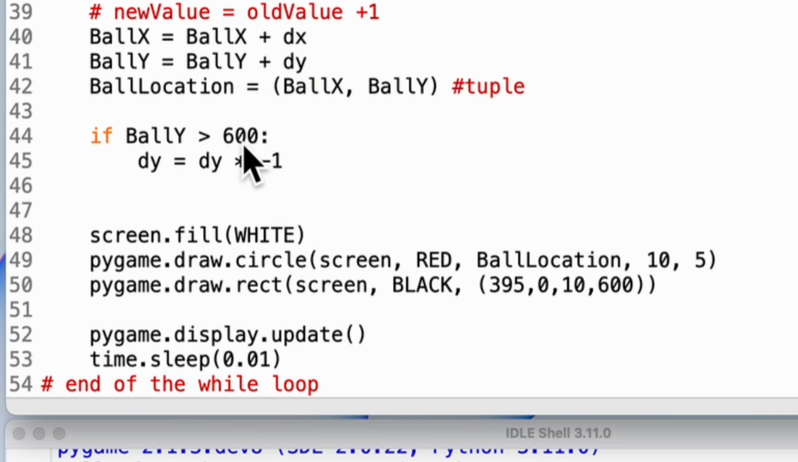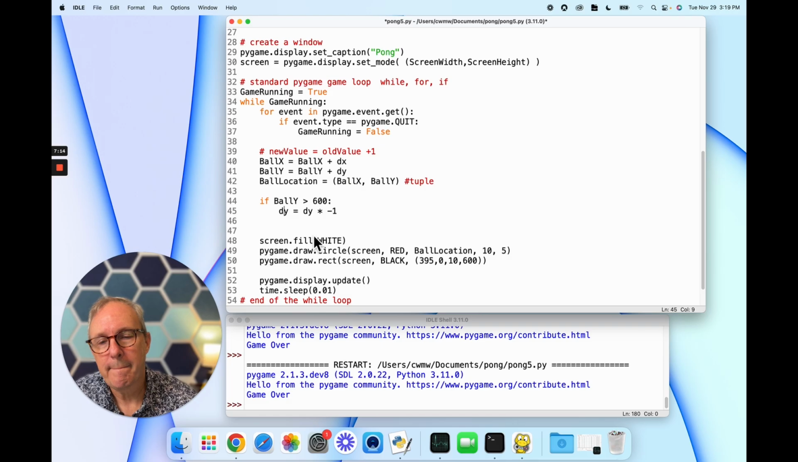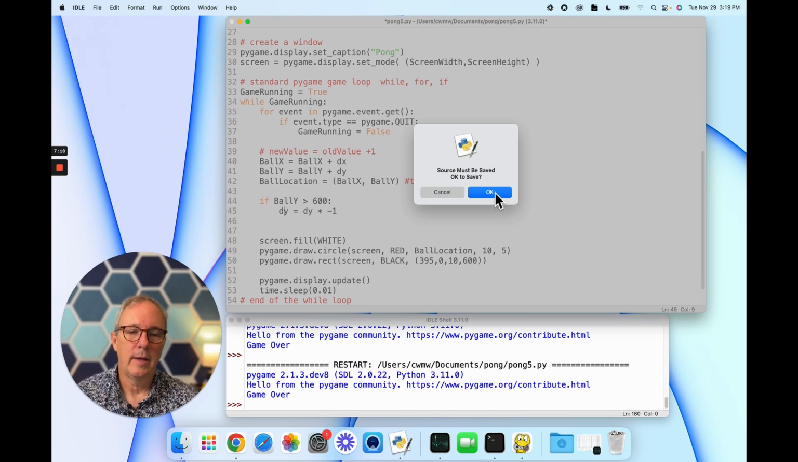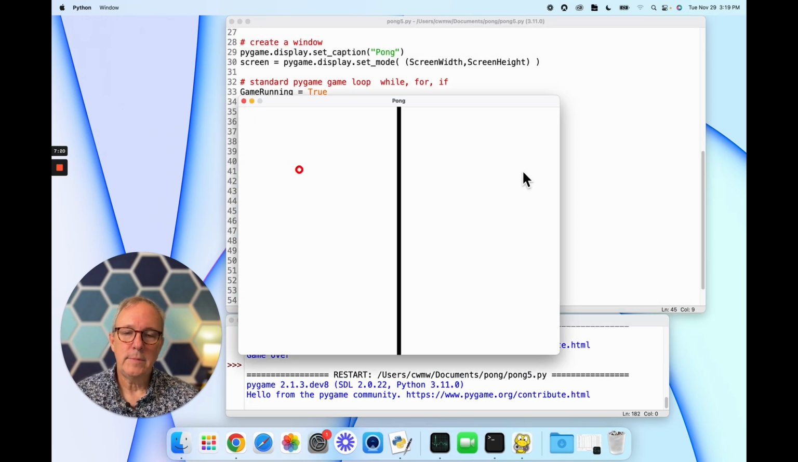Okay? So let's run this. Let's see what we get here. Run. Okay, so here goes. We're going to watch that ball.